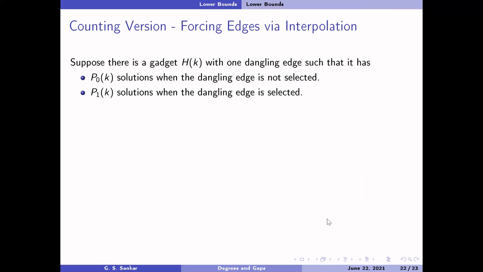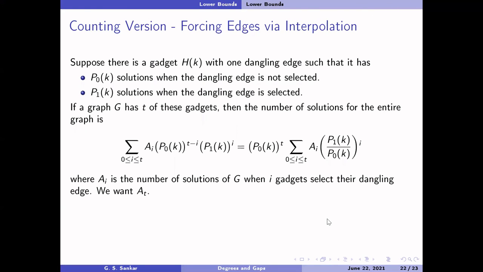Suppose you have a gadget h of k with one dangling edge, such that it has p0 of k solutions when the dangling edge is not selected and p1 of k solutions when the dangling edge is selected. Then the number of solutions for the entire graph will look something like this. If the graph has t of these gadgets, your number of solutions will look something like this, where a_i is the number of solutions of G when i gadgets select their dangling edge. What we want is a_t, that is, the number of solutions when all the gadgets select their dangling edge, or in some sense, the dangling edges are forced.